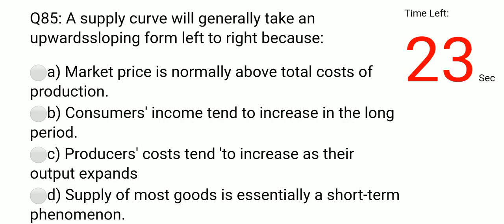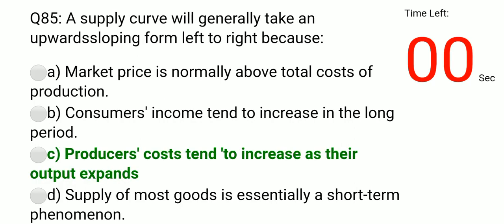Options. A. Market price is normally above total costs of production. B. Consumers' income tend to increase in the long period. C. Producers' costs tend to increase as their output expands. D. Supply of most goods is essentially a short-term phenomenon. Answer. C. Producers' costs tend to increase as their output expands.